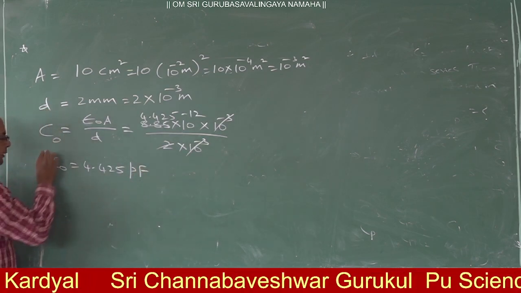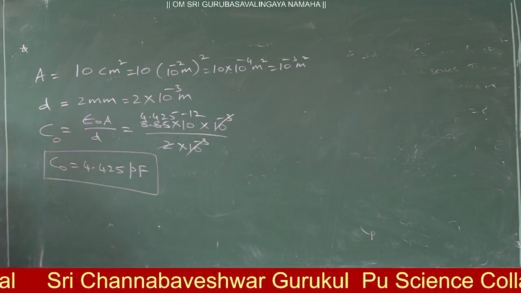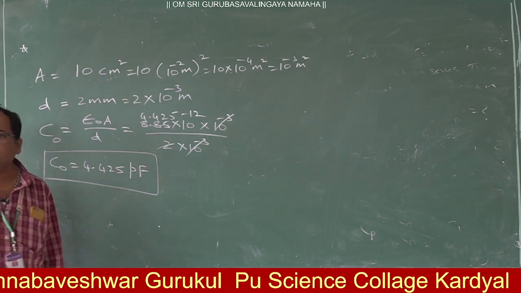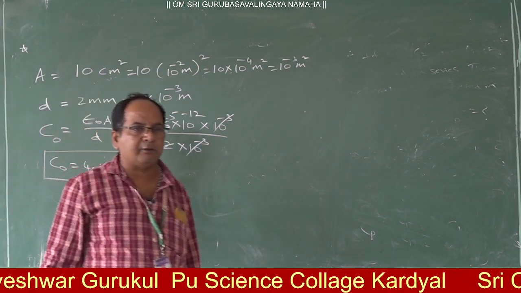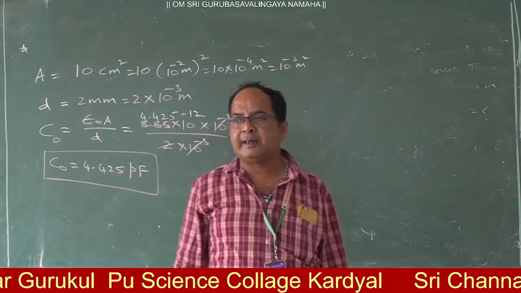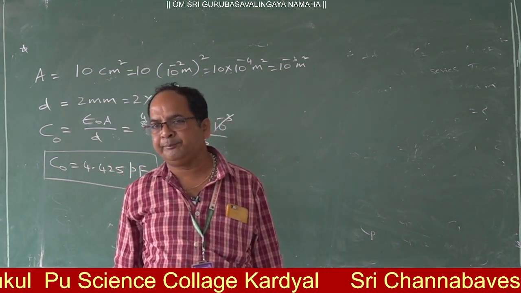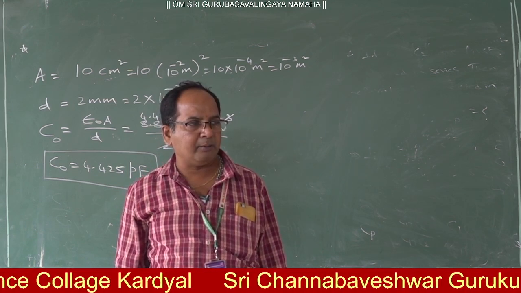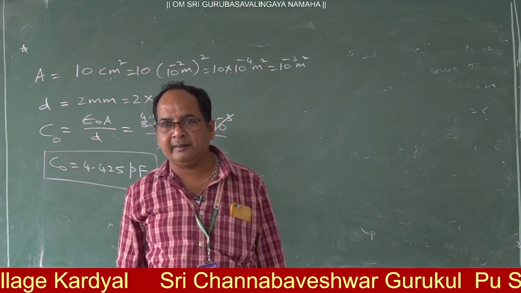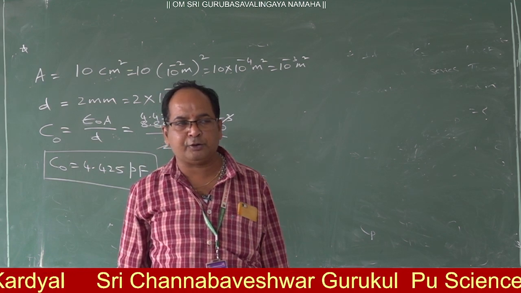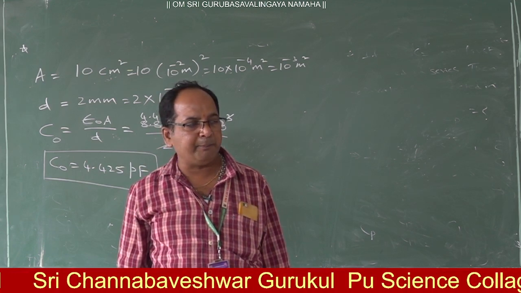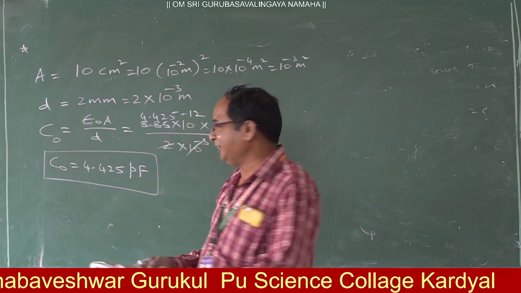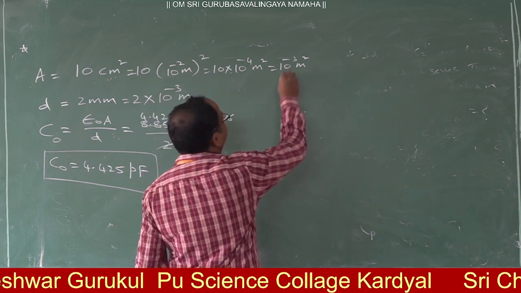That is picofarad. So C naught is equal to 4.425 picofarad. 10 power minus 12 is pico, 10 power minus 9 nano, 10 power minus 6 micro, 10 power minus 3, 10 power minus 2, 10 power minus 1 deci. Good. Next one.